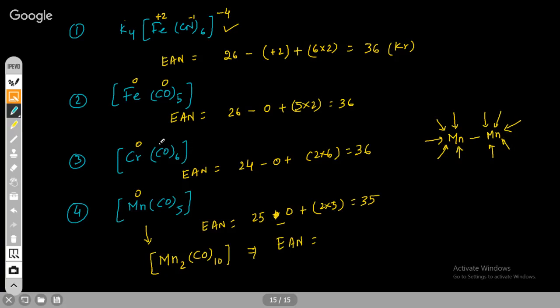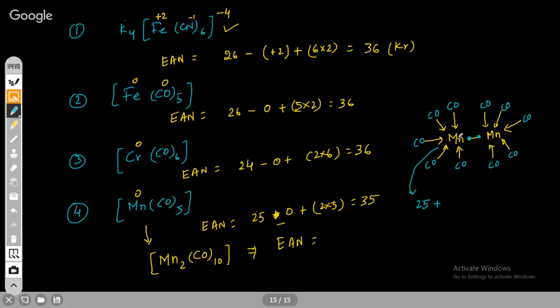Correct? So in this one you see what happens. All these 5 ligands, CO, CO, CO, CO, CO, each of these ligands donates 2 electrons. Correct? So 5 into 2, 10 electrons we have here. This is 1 electron for this manganese, and this is the other electron for this manganese. So if you calculate the effective atomic number for one manganese here, that will be what? 25 is the atomic number of this manganese, plus, I'm not using that formula. It is different. Okay? That formula I'm not using. I'm just trying to calculate, in this bonding state, which is a dimer form of this Mn(CO)5, the total number of electrons each of these manganese has.